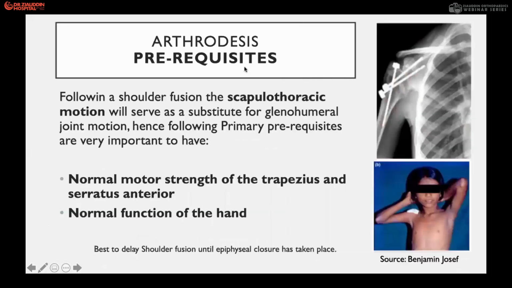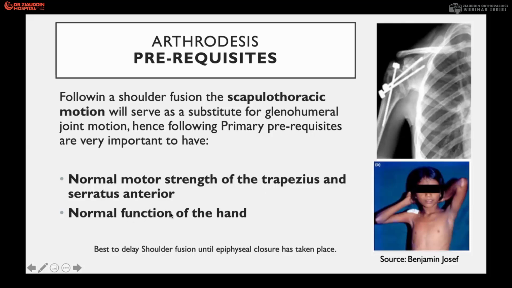Then there is shoulder arthrodesis, which can be of three types: intraarticular, extraarticular, and the combined extraarticular and intraarticular. When you do the shoulder arthrodesis, good scapulothoracic motion is to be restored, but there are prerequisites. Prerequisites are normal motor strength of the trapezius and the serratus anterior, which can lift the arm, and a normally functioning hand.